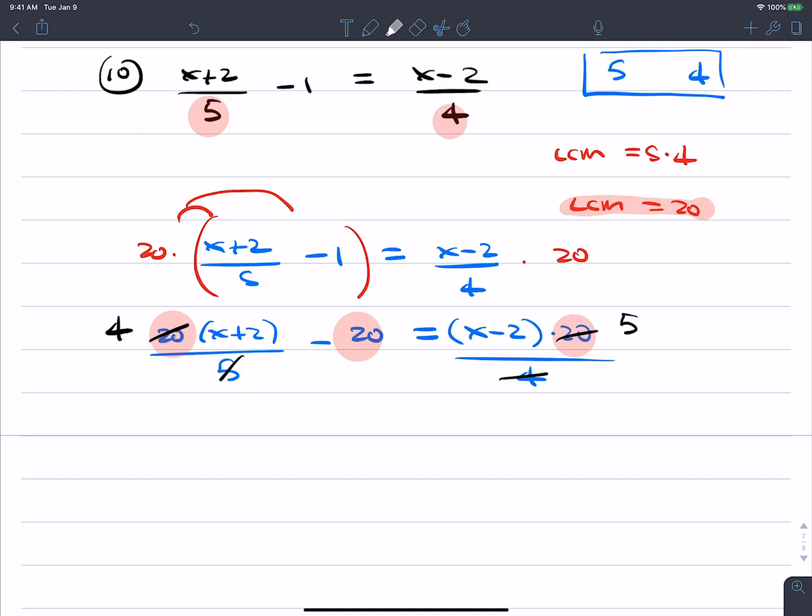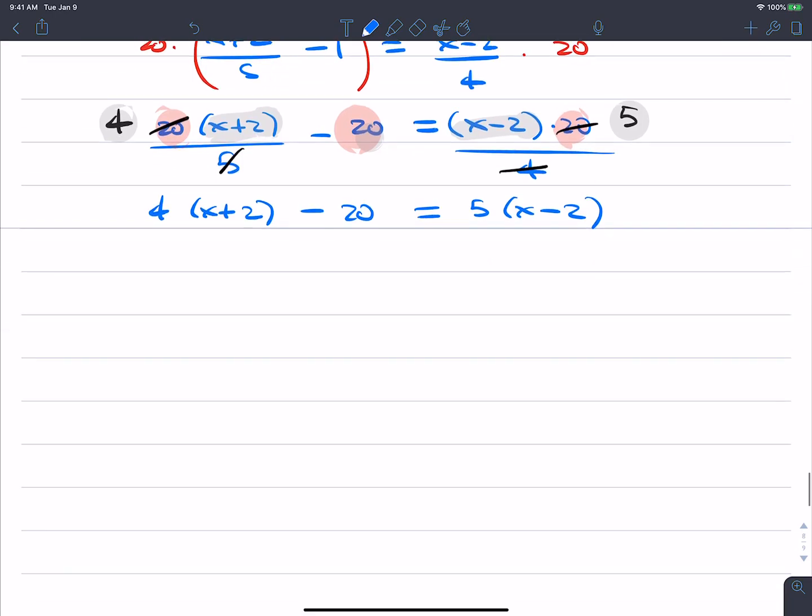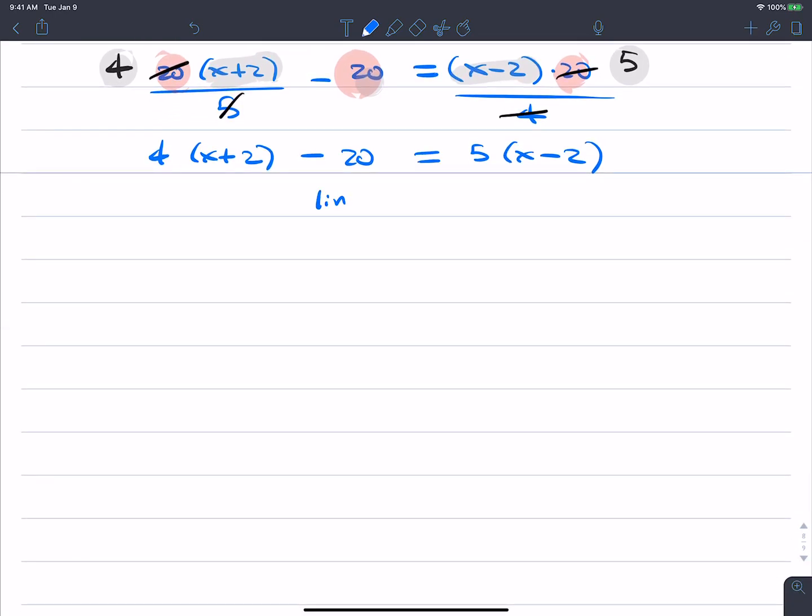So let's be careful. 4, x plus 2 is left here. We already have the 20 here. X minus 2 and 5 is left on the right side. So 4 times what? X plus 2. Minus that 20 on the left side is 5 times what? X minus 2. So, ladies and gentlemen, this is a nice linear equation again. Okay, I want to let you guys know this is a linear equation.